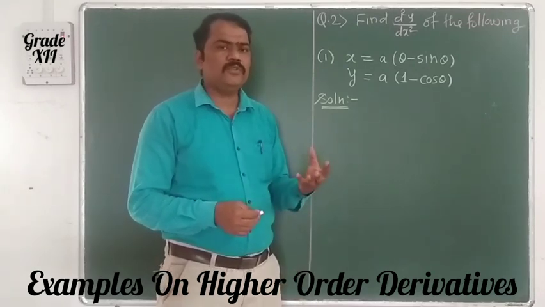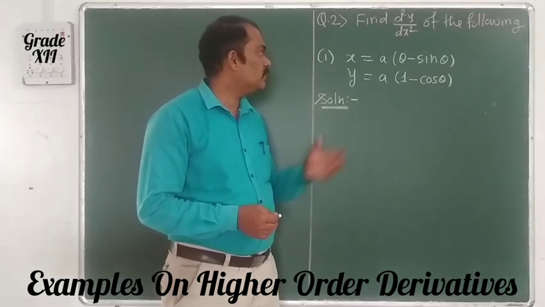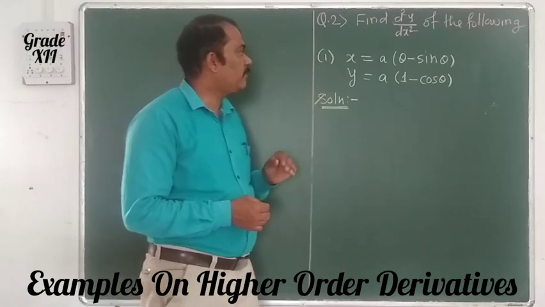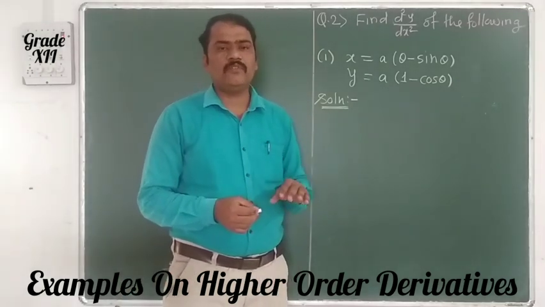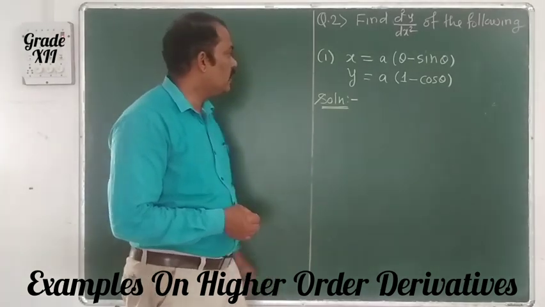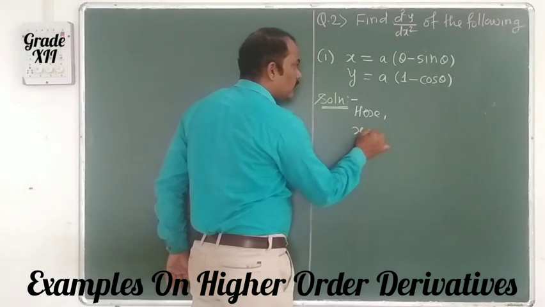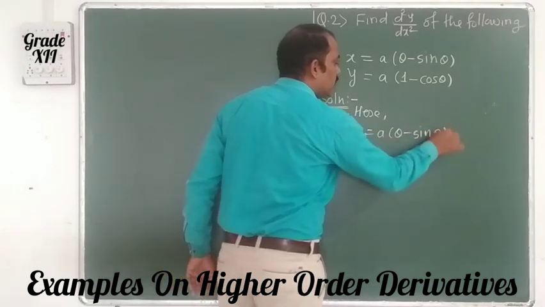So we have to use whatever method we saw in the previous videos, how to find the derivatives of the parametric functions. By using the derivatives of parametric functions, we have to find the first dy by dx, and then we have to find the d2y by dx square. So here we consider x is equal to a into theta minus sine of theta.